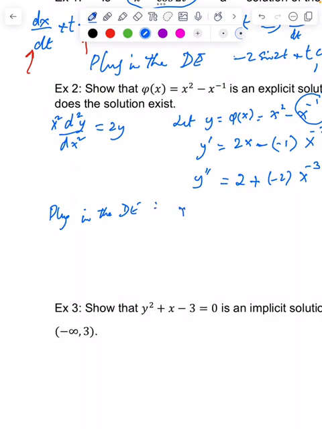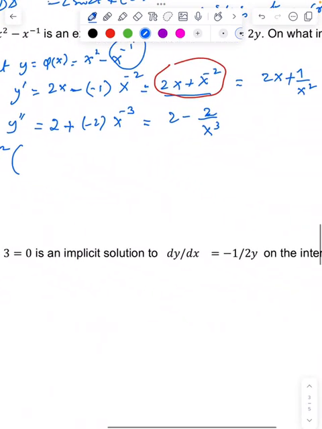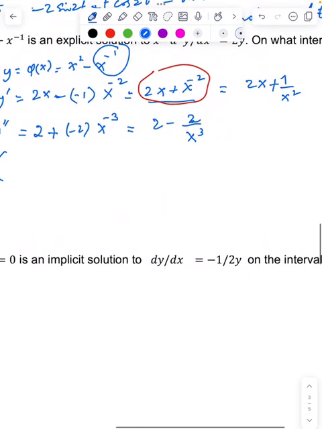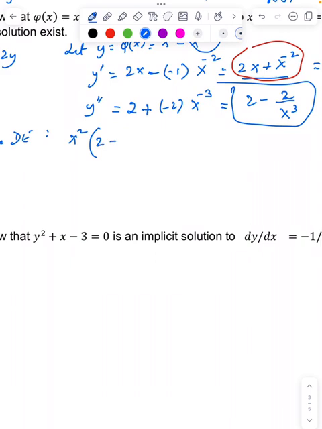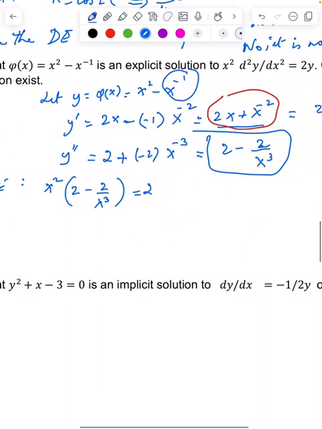Okay, so x squared times the second derivative, which we just found, 2 minus 2 over x cubed, equals 2y. So 2 and the y. What is y? Remember it was x squared minus 1 over x.